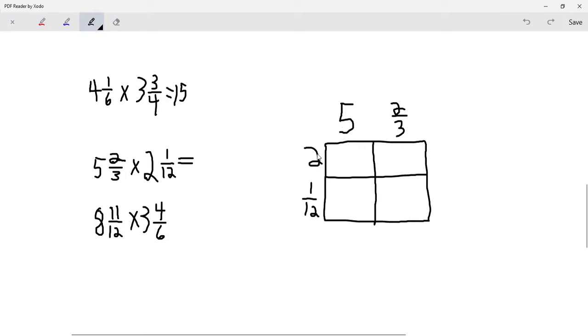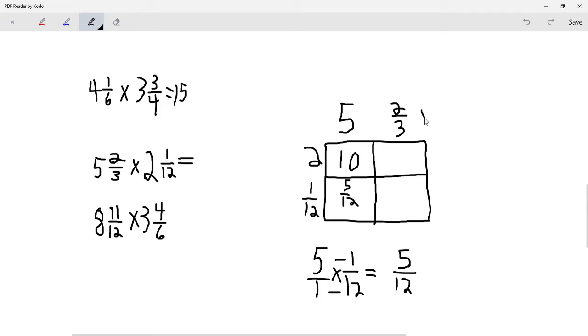So 2 times 5 is going to be 10. Now we have 5 over 1 times 1/12 equals 5/12. Right? We're just multiplying across. 5 times 1 is 5. 1 times 12 is 12. So we have 5/12.